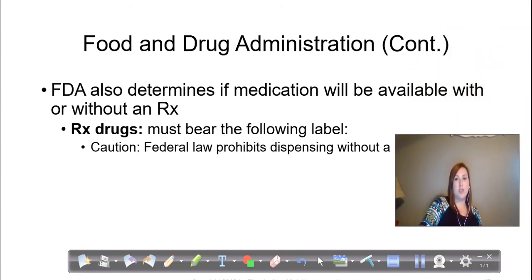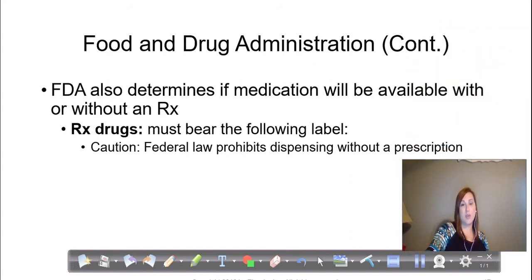The FDA also determines if a medication can be available with or without a prescription. So a prescription must contain the following label. The federal law prohibits dispensing without a prescription. So a lot of times, I was watching the other day, and there's an eye drop called Pataday that's for allergies. That has been available by prescription, and now you can purchase that over the counter. I know like Flonase and Nasacort, a lot of those nose sprays are now available, so they can help determine if that can be safely used by the consumer or the patient without having a prescription from the physician.